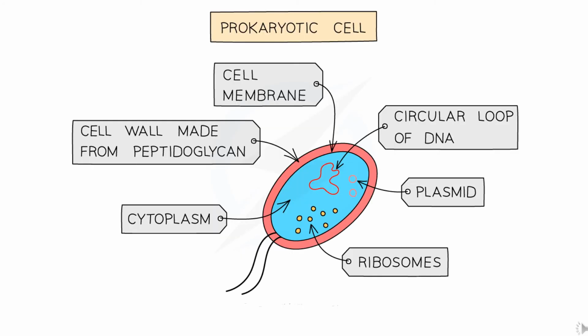And over here we can see what a prokaryotic cell looks like. We can see its cell membrane and its circular loop of DNA within the cytoplasm. This tells us that a prokaryotic cell does not have a nucleus. Its DNA flows freely in the cytoplasm. We can also see its plasmids, its ribosomes, and the cell wall.